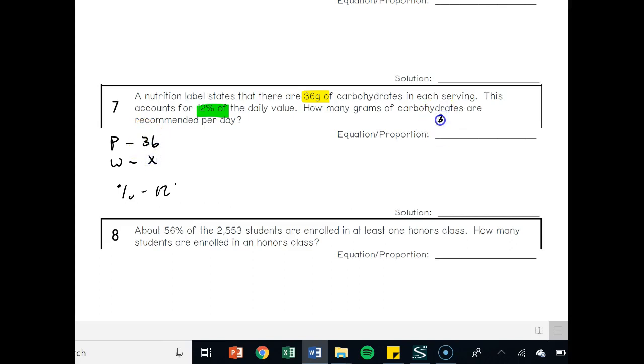So 36 over x is equal to 12 over 100. All right, so 12 times x, 12x, 36 times 100 equals 3,600. End up dividing by 12. And x is going to be equal to 300. So that means you need 300 grams of carbs every day.